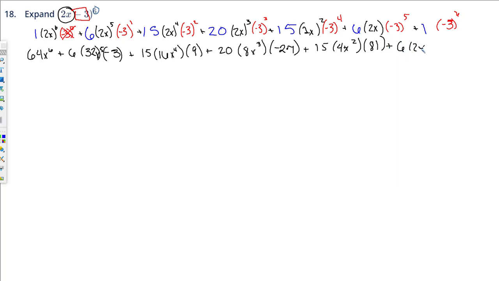Plus 6 times 2x. What's -3 to the 5th power? Negative 243. -3 to the 6th is 729.